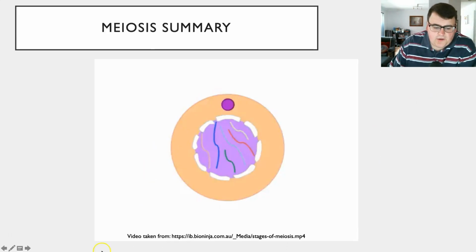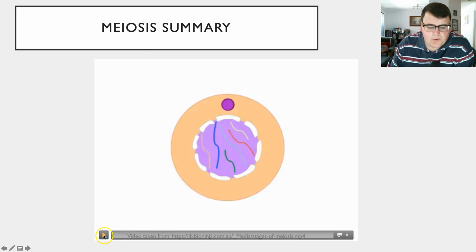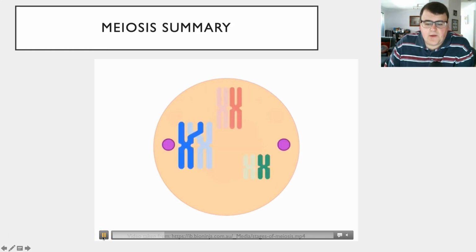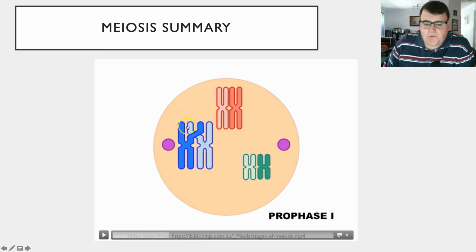Just a little video of the meiosis summary that we'll watch here. So we start off with prophase 1. Actually, we might start off with DNA replication. Okay, so in our interphase here, we've then gone into prophase 1. So in prophase 1, we've had our DNA replication already take place. We've got our centrioles on each side of the poles. Our homologous chromosomes are lining up, and crossing over is taking place.